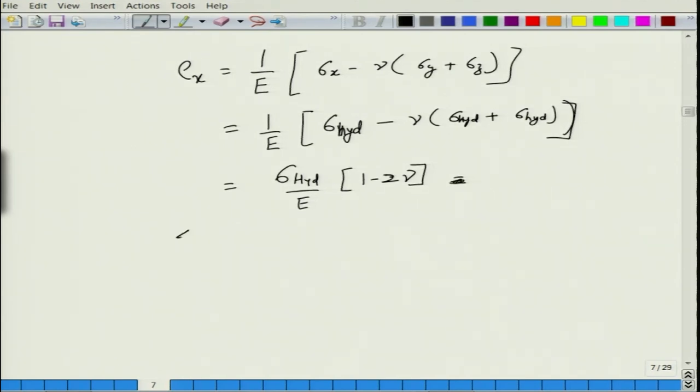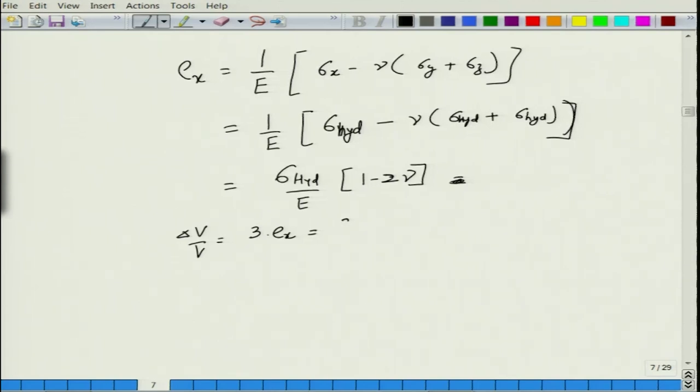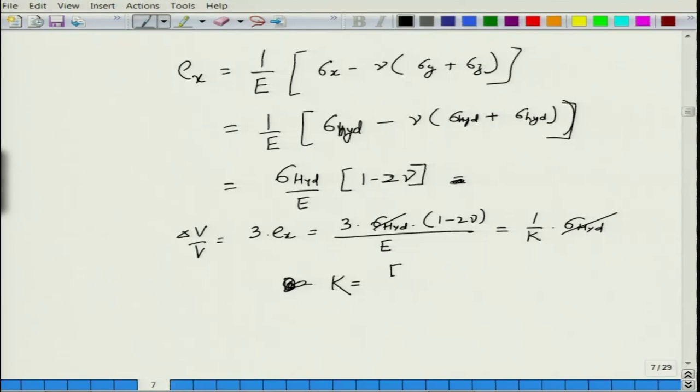Essentially we are saying that delta V by V is equal to 3 times epsilon x for a special state when sigma x is equal to sigma y is equal to sigma z, which means epsilon x is equal to epsilon y is equal to epsilon z. That means delta V by V is equal to 3 epsilon x, which is equal to 3 into sigma hydrostatic into 1 minus 2 nu divided by E, and this is equal to 1 by K into sigma hydrostatic. So these two cancel each other. What we have is a relation between K and E, which is K equals E divided by 3 into 1 minus 2 nu.